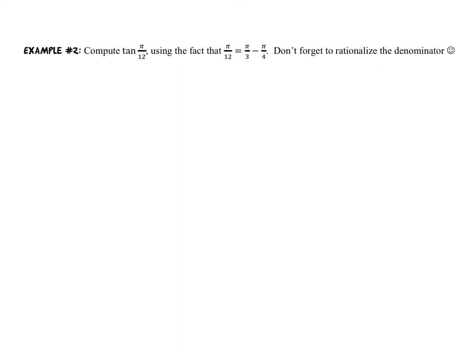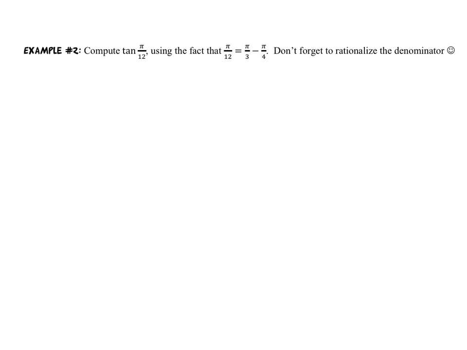Let's go to example 2. Compute the tangent of pi over 12 using the fact that pi over 12 can be written as pi over 3 minus pi over 4. So whenever you have something like this that is not one of our special angles, you just have to get creative using our special angles to get the pi over 12. All right, so I'm going to use pi over 3 minus pi over 4. So we are going to use the subtraction formula for tan s minus t.